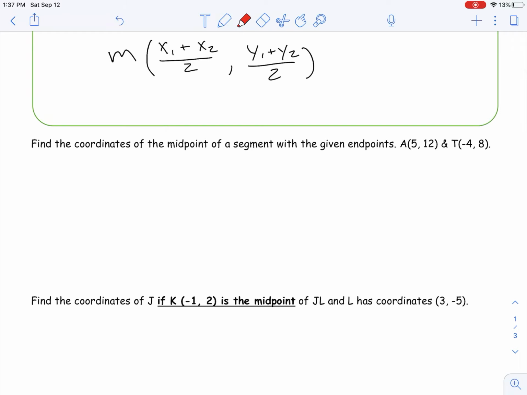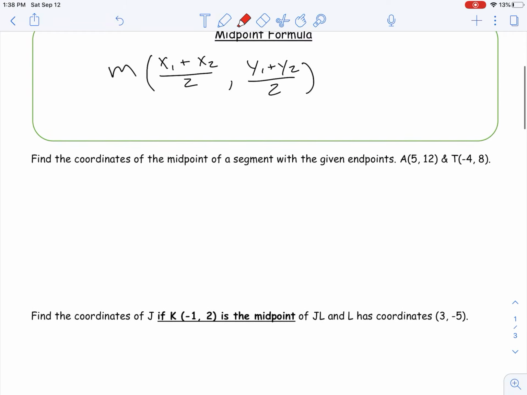First of all, find the coordinates of the midpoint of a segment with the given endpoints. So these are your endpoints, and we're just finding the average. Now I tell my students you don't have to write out the midpoint formula every time if you don't want to. We are just trying to find the average of our x values and the average of our y values.